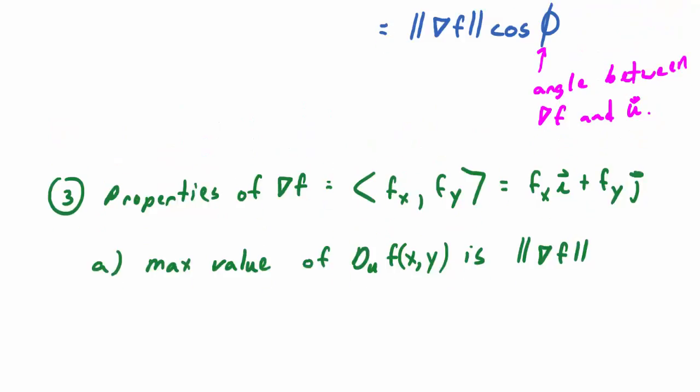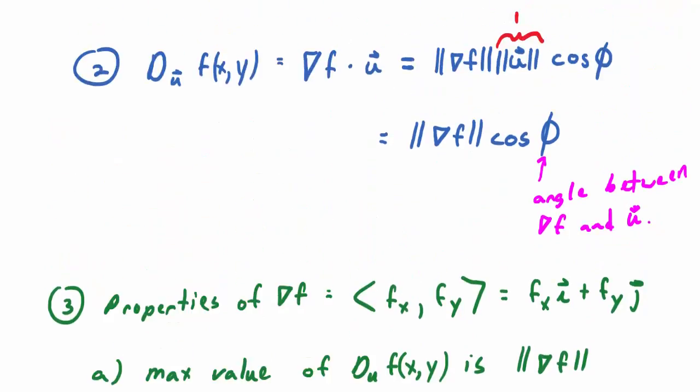Go back and look at the alternate form of it. So this formula with the cosine of the angle between u, the direction vector, and del f. When is this at its largest? Because the cosine of phi is always between what two numbers? -1 and 1.